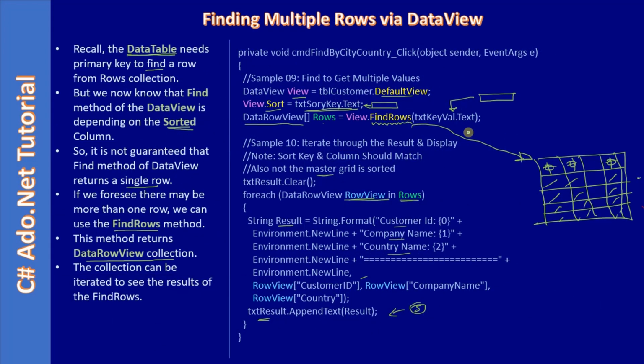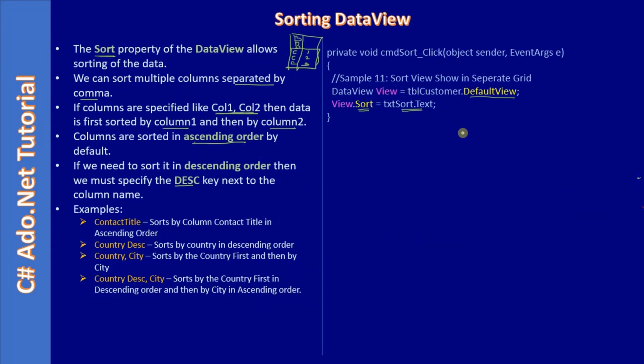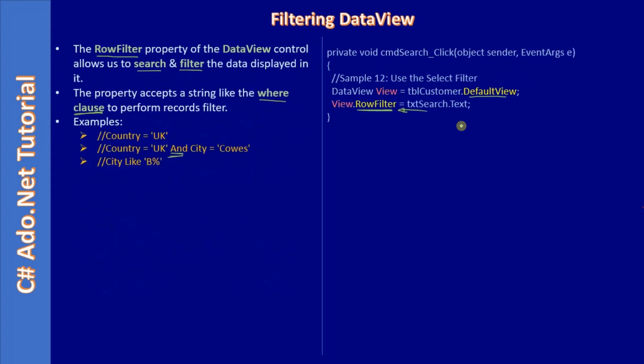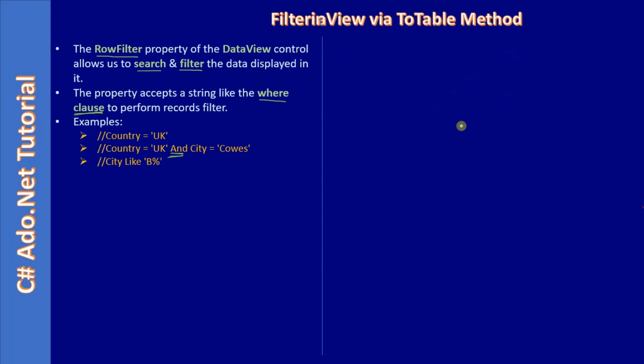After seeing how to find a single row and multiple rows, we moved on to how the sorting functionality is supported by the data view. You can sort based on multiple columns. You can comma separate the columns, and you can use the descending keyword if you want to sort a specific column in descending order. Then we saw how to perform filtering, and when you set the row filter property with a filter text, you can use the syntax of the where clause.